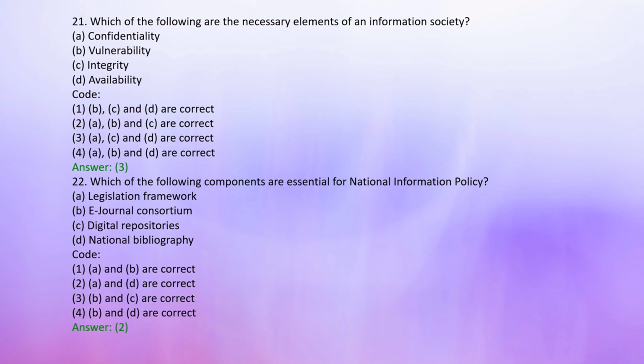Number 22. Which of the following components are essential for national information policies? Options are A, legislation framework; B, e-journal consortium; C, digital repositories; D, national bibliography. And codes are number 1, A and B are correct; 2, A and D are correct; 3, B and C are correct; and 4, B and D are correct. And correct answer is 2, A and D are correct.